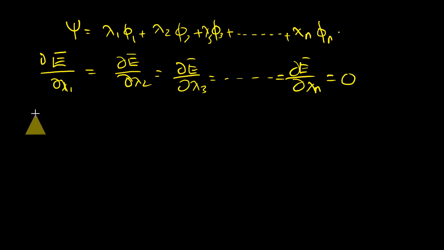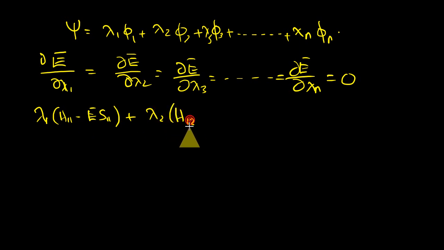It is very easy to write those secular equations. That is lambda 1 into h11 minus E bar s11 plus lambda 2 into h12. The first number here shows the row and the second one shows the column. So the first row, second column. Here first row, first column. Here first row, second column. So when we are making the determinant out of this, it will be like that.